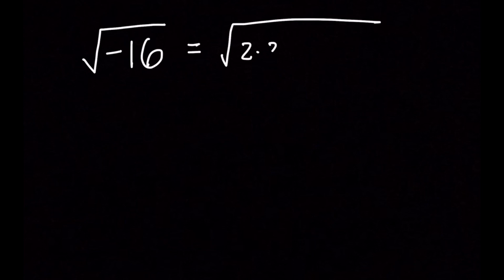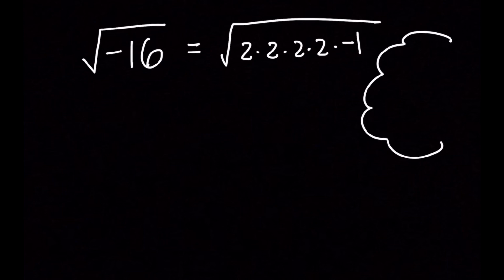So if that negative sign were to be inside the square root sign, that really means 2 times 2 times 2 times 2 times negative 1. And on a side note, square root of negative 1 equals the imaginary number i. So that means I've got 4 times i.